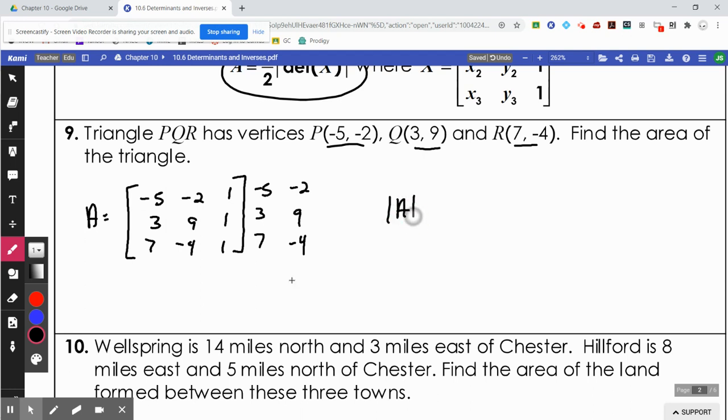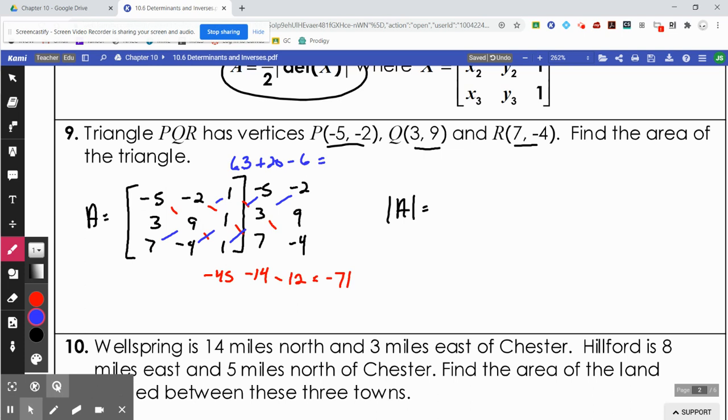So the determinant of A is equal to the downs, which is going to be negative 5 times 9 times 1, which is a negative 45. Negative 2 times 1 times 7, which is negative 14. And 1 times 3 times negative 4, which is negative 12. So my downs are equal to negative 71. My ups, 7 times 9 times 1 is 63. Negative 4 times 1 times negative 5 is a positive 20. 1 times 3 times negative 2 is a negative 6. So my ups are equal to 77. So when I do down minus up, I get negative 71 minus 77, which is a negative 148.